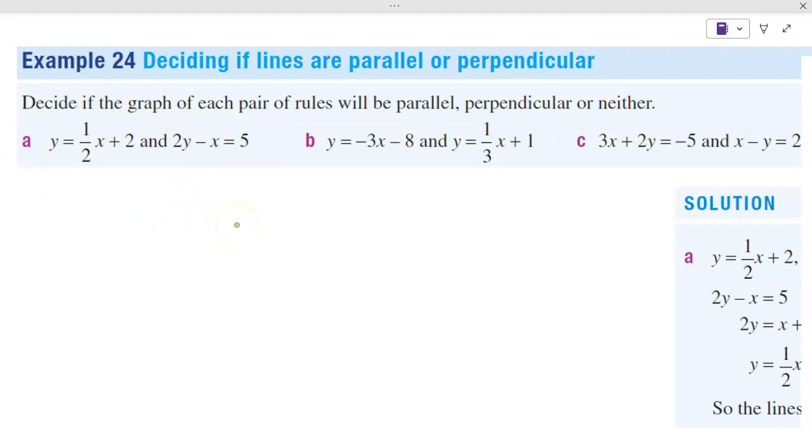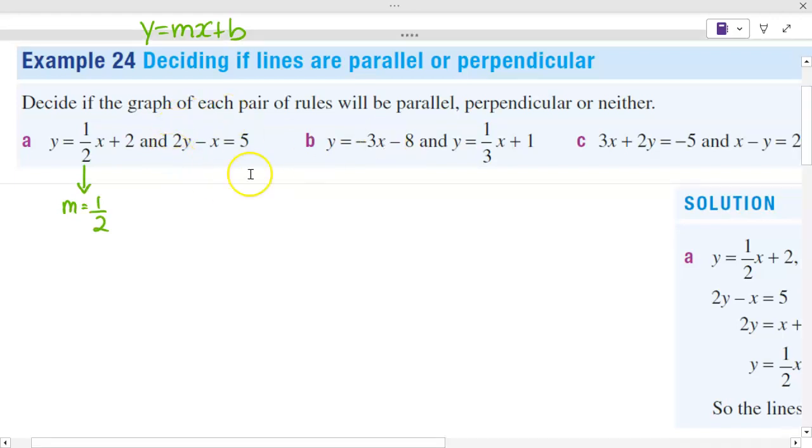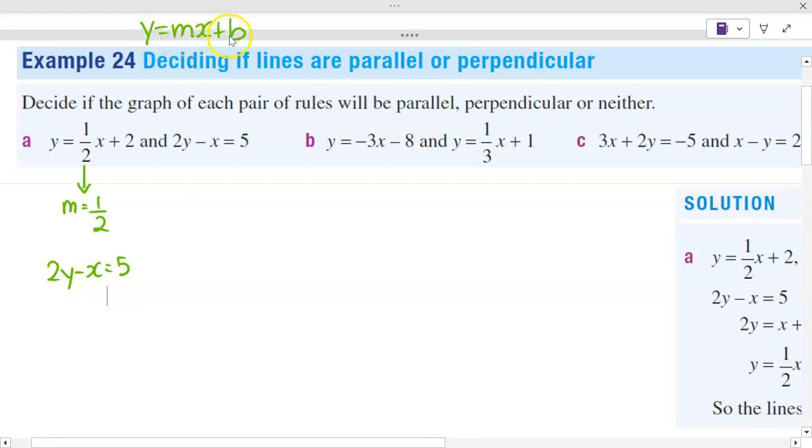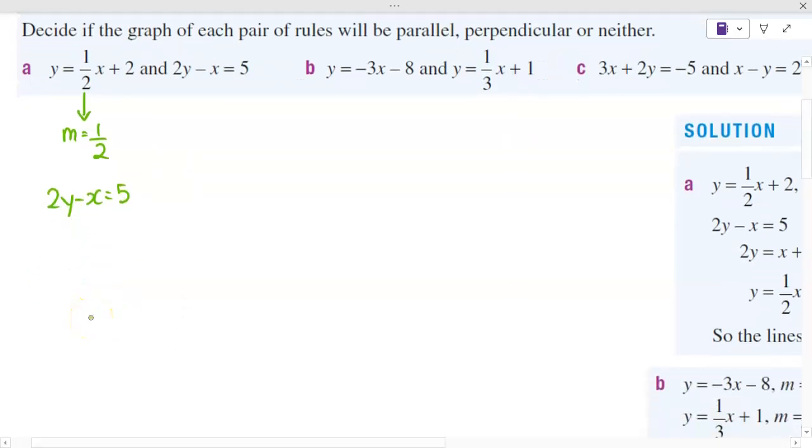So if we have a look at our first graph here, our graph is already in the form of y equals mx plus b. So in this case, I can read off that my gradient is 1/2. So what I want to do is get this second graph, and I'll write it down here, 2y minus x equals 5. And I need to rearrange that equation so it's in this form here. So we're going to use our algebra. Step 1, I'm going to add x to both sides. So I end up with 2y equals, there we cancel, x plus 5 or 5 plus x.